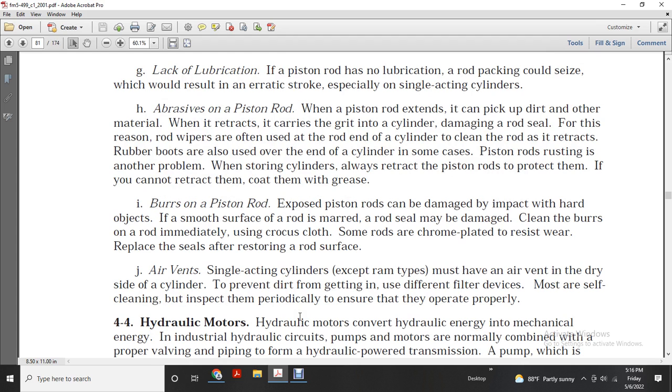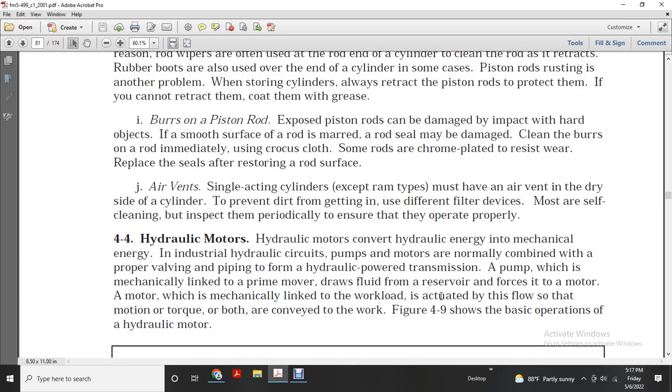J. Air vents. Single-acting cylinders, except for the ram types, must have the air vent in the drive side of the cylinder to prevent dirt from getting in. The filter devices may also be self-cleaning. Inspect periodically to ensure they operate properly.